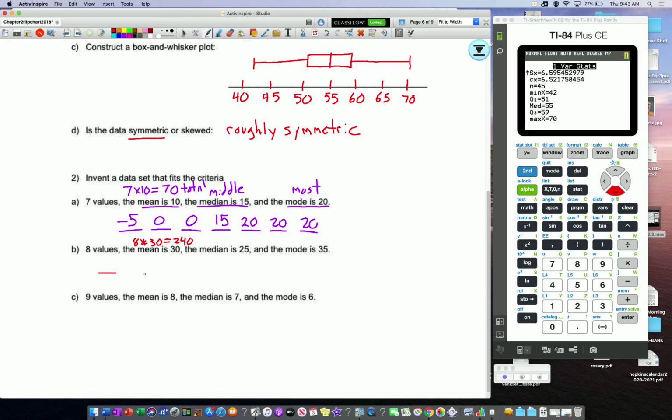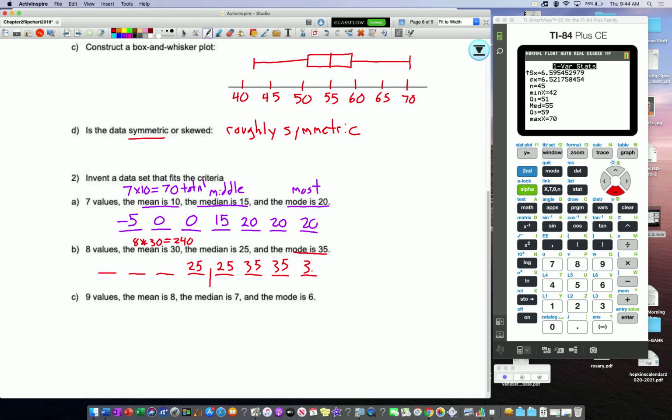So 8 values, 1, 2, 3, 4, 5, 6, 7, 8. So the median has to be 25. 1, 2, 3, 4. So like right here, notice how I have 4 on this side, 4 on this side. These two have to average to 25. So what's at least I can kind of get away with, so I could make that 25, and I could potentially make this 25. Okay? But since the mode is 35, I got to have 3 35s.